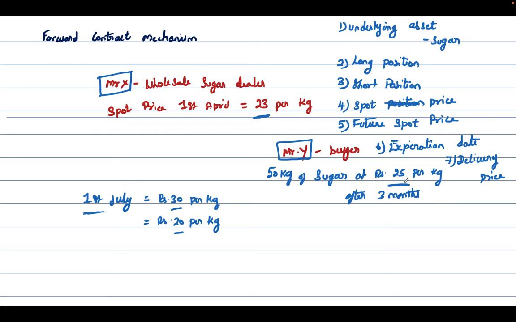Future spot price is the spot price on the date of expiry, on the date of maturity of the contract. Due to some market condition, it may change. It won't be the same. So depending on the market condition, it may vary. Expiration date is the maturity date of the contract, and the delivery price is the price at which the long position and short position have agreed to settle. So in this, the delivery price is 25 per kg.